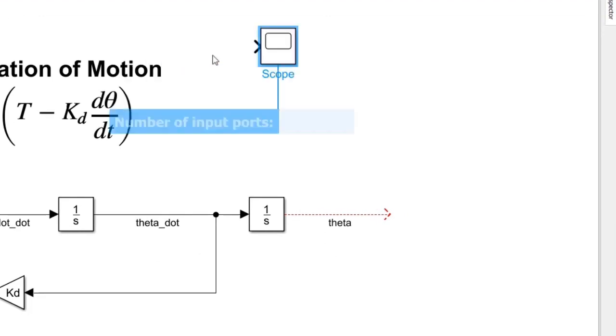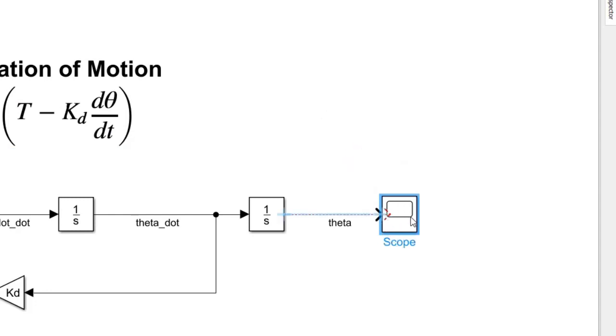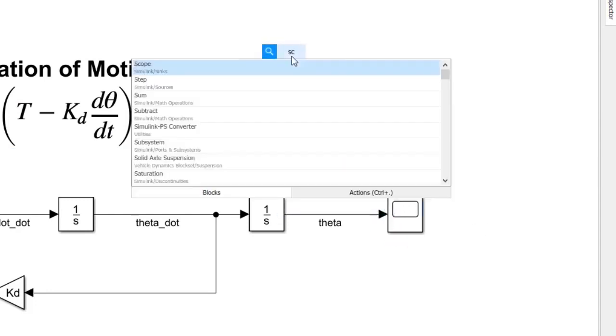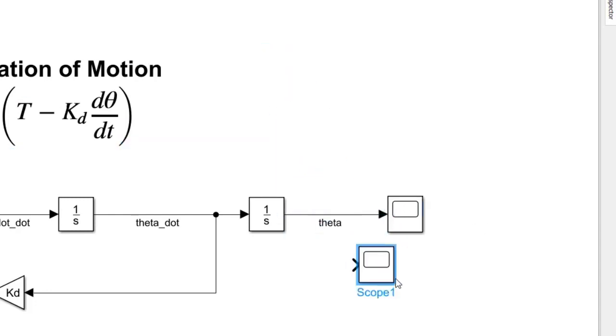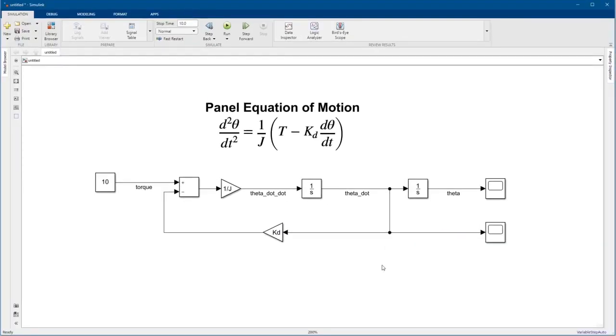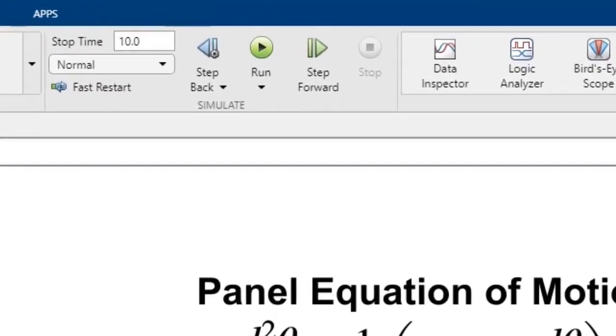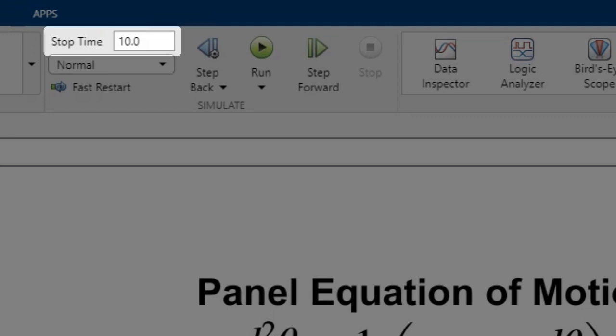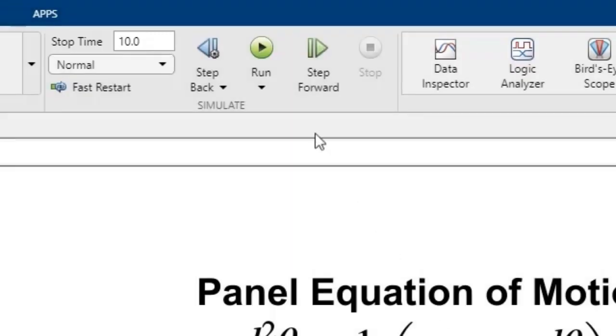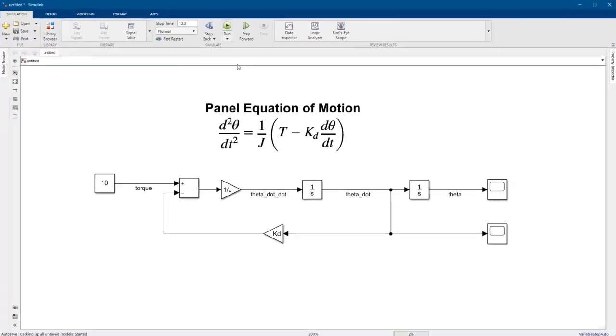For a quick check of a signal, the easy option is to use a scope block and connect it to the signal we want to view. Let's add a second scope to see the velocity signal. Okay, now we're ready to simulate the model. We can set the simulation stop time in the simulation tab, but we'll leave it as 10 for now. To run the simulation, just click the Run button.